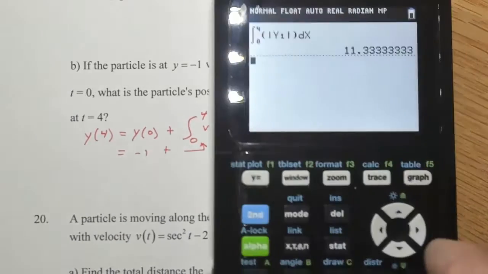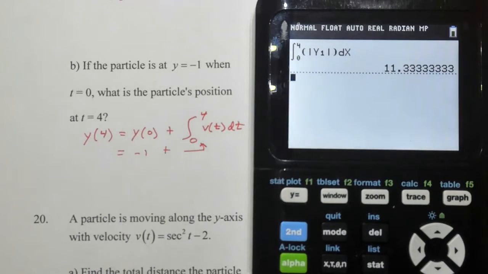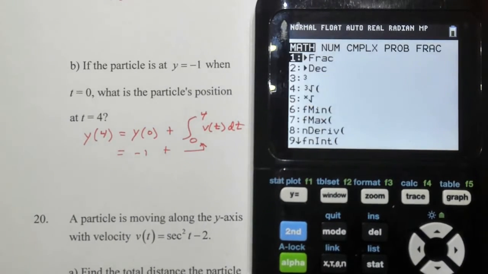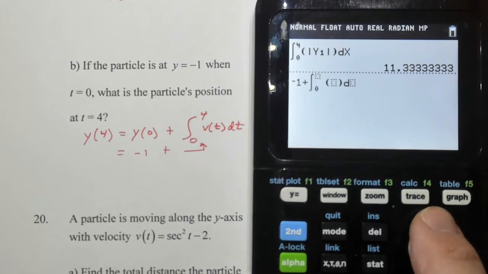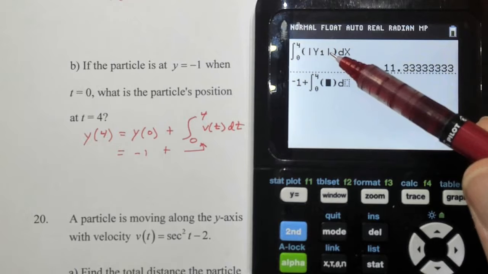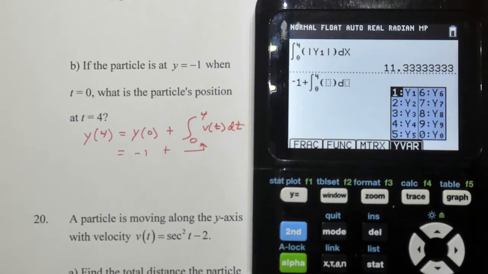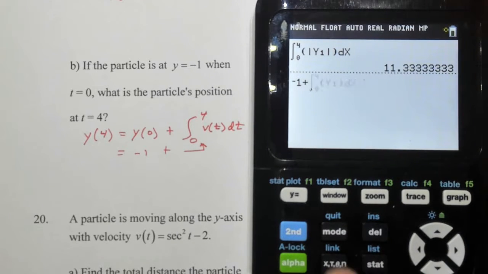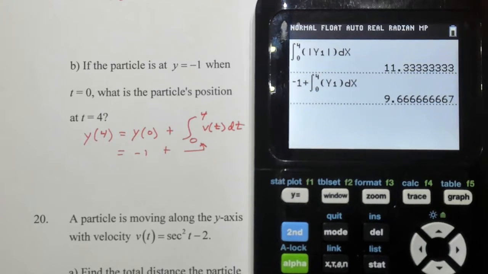So back to the calculator we go. And we're going to do -1 plus math 9. The bounds are still 0 and 4, but this time there is no absolute value. We just want the function. Right? Variable is still x, and we have 9 2/3 as our answer.